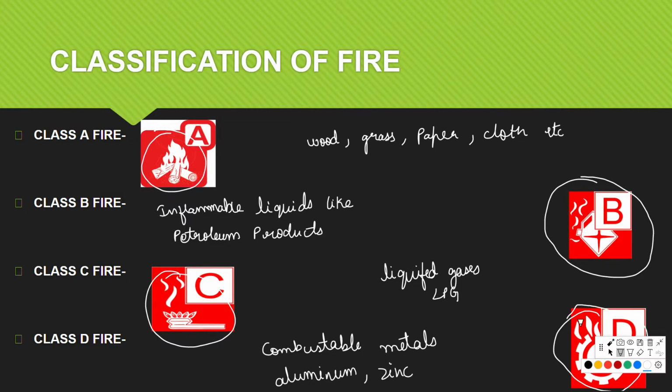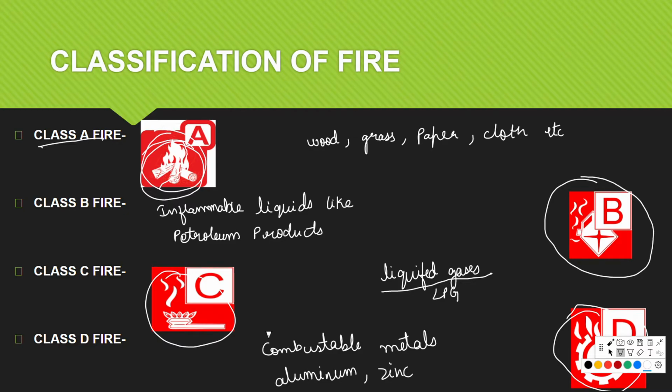So GATE or any other exams can ask questions regarding classification of fire in the form of match the following. They can give you the classes and these types of symbols, and you need to match them. They can even ask under what class the liquefied gases come. You just need to match them. In this way, the questions can be asked.